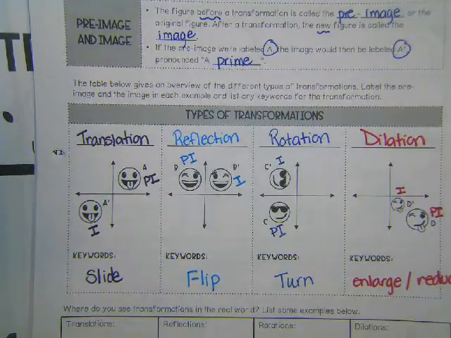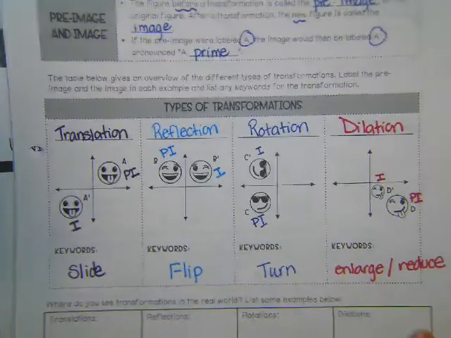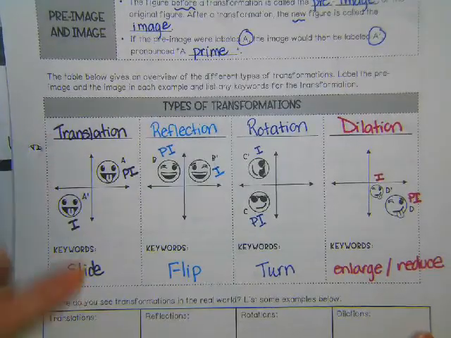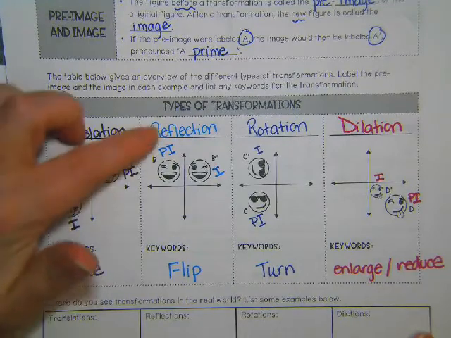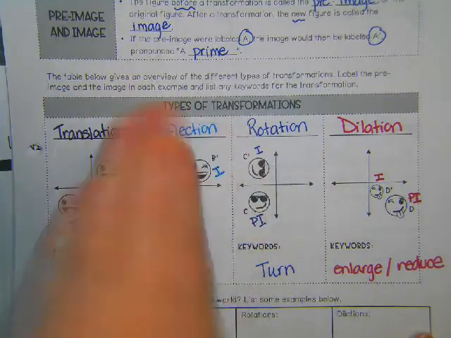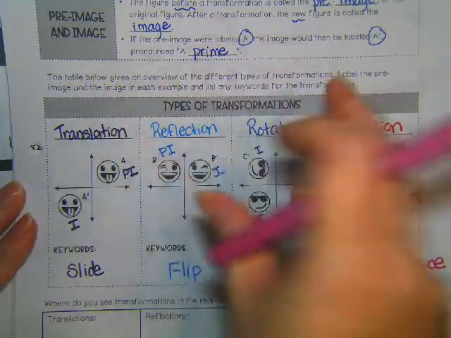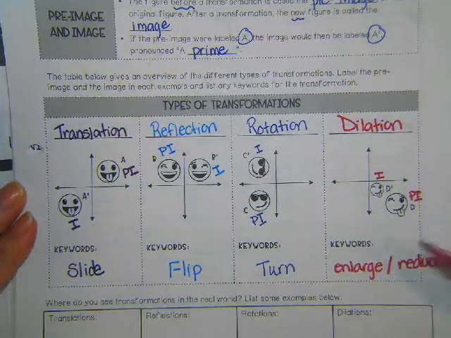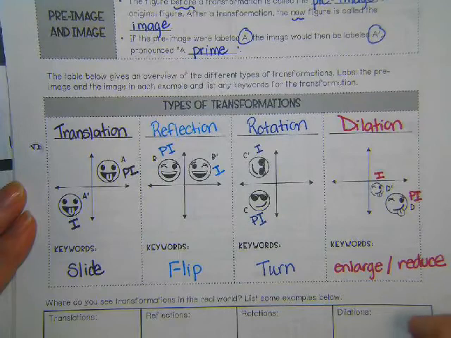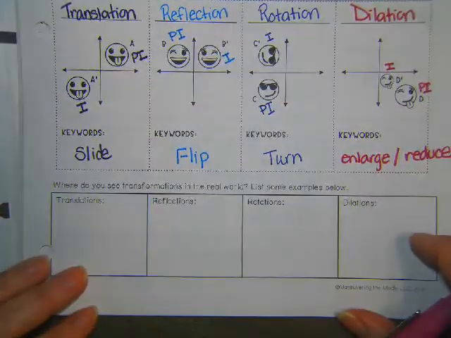So again, these are the 4 basic transformations we're going to be concentrating on in this unit. The translations are just taking a shape and sliding it. Reflections are taking a shape and just flipping it over somehow. A rotation is just turning it a certain number of degrees. And a dilation is making something either much bigger or much smaller.